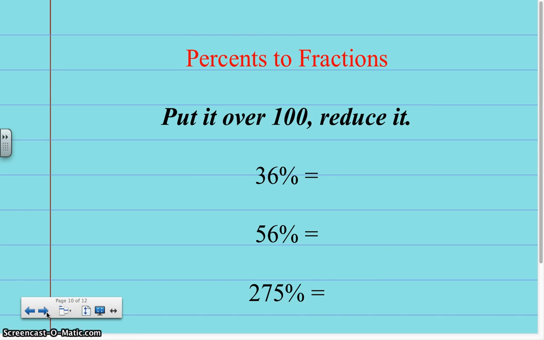So I think I'm just going to quickly recover. 36%, it's part of 100, right? So this would turn into 36 over 100. Simplify it. 56 over 100. Simplify it.